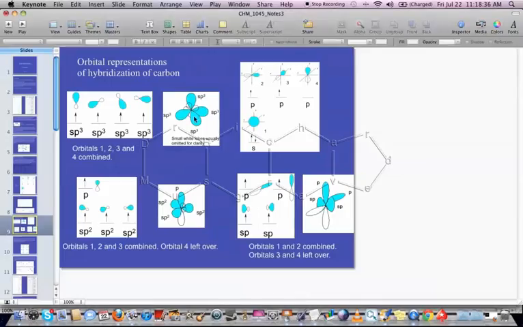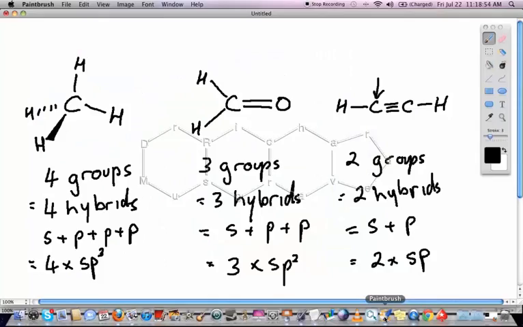And as you can see, to get these 4 sp3 hybrids, what I had to do was mix 1 s and 3 p's together. Now I know I needed 4 because I've got 4 groups, and if I need 4 hybrids I need to mix 4 orbitals to get those 4 hybrids. Alright, let's go back to the diagram I was showing you.